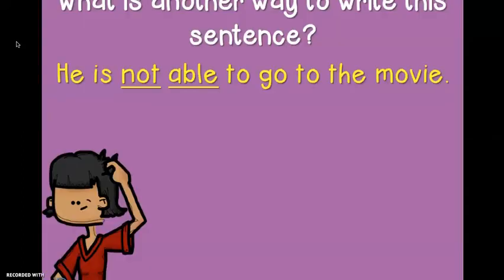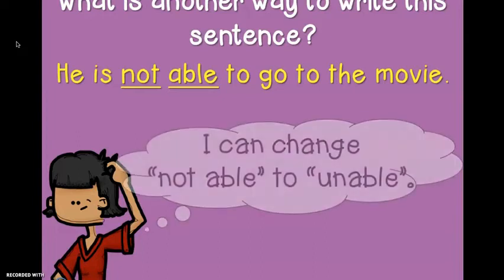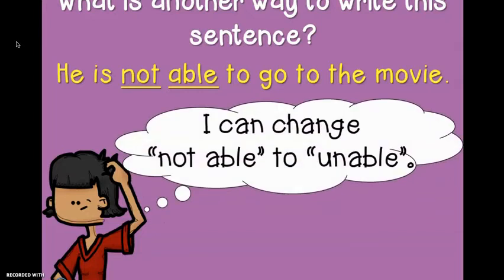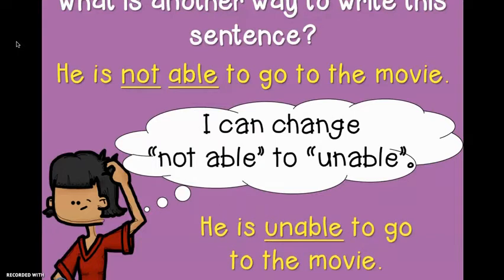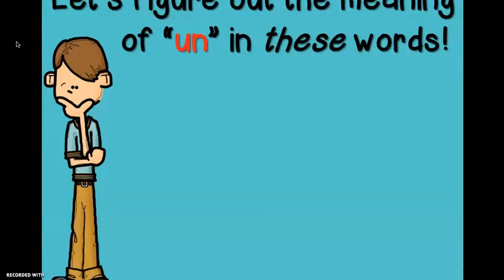What is another way to write this sentence? He is not able to go to the movie. Yes, I can change not able to unable. He is unable to go to the movie.